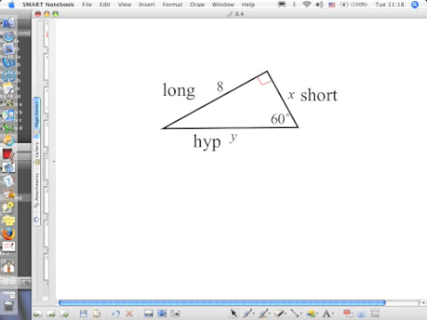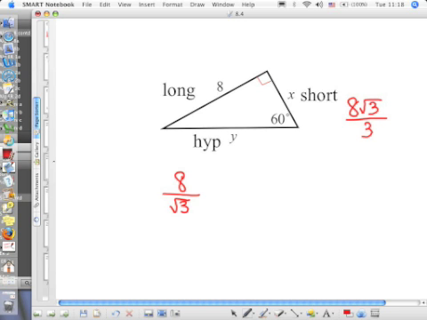Square root of 3. Since I know the long and I'm trying to get short, do I multiply or divide? Divide. So 8 divided by the square root of 3, but you can't put that as an answer. So it'd be 8 square root of 3 over 3. That's what I said, when you do your manipulation.